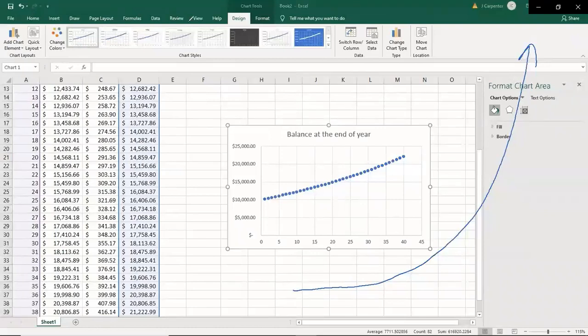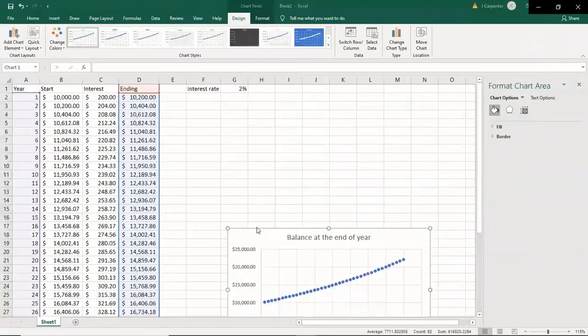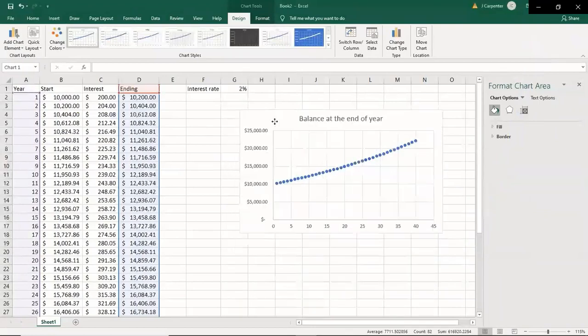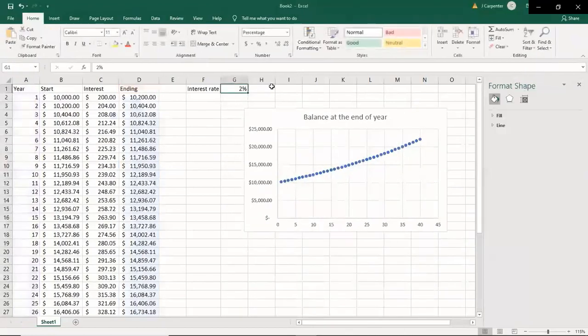But let me clear my screen. Let's take off annotate. Let's go back up to this interest rate. Let me hold this chart up here. Let's change the interest rate to 3%. And let's see how it affects the graph, because as soon as I do that, you'll see all these ending balance numbers, and this graph change.